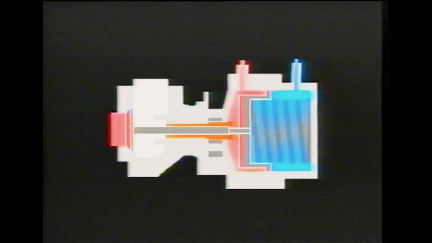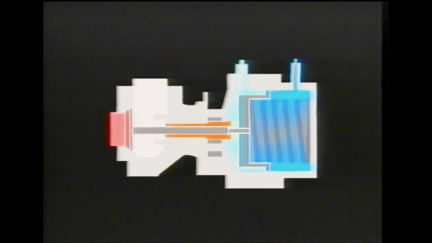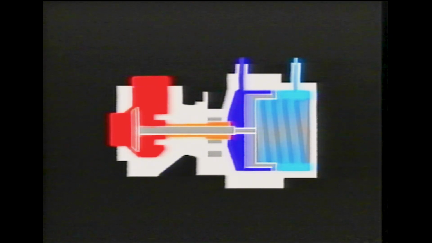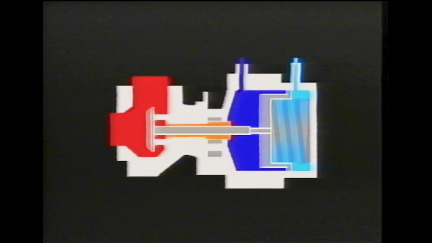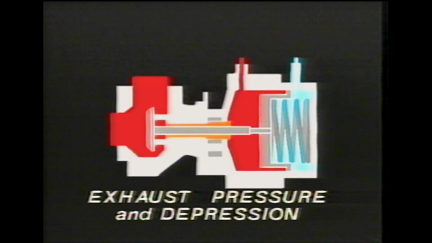The wastegate controls maximum boost pressure. It does this by opening to reduce the exhaust gas flow through the turbine by wasting it directly into the exhaust system. This slows the turbocharger down, limiting the maximum output from the impeller to between 0.8 and 0.9 bar. There are two different methods of operating the wastegate, one by boost pressure and one by exhaust gas pressure and depression.